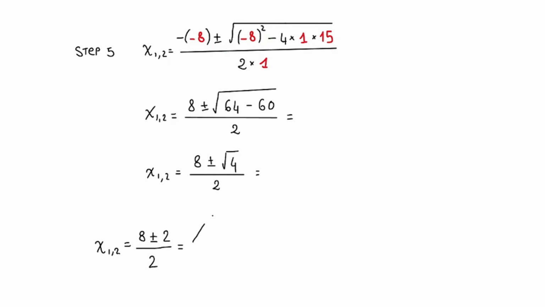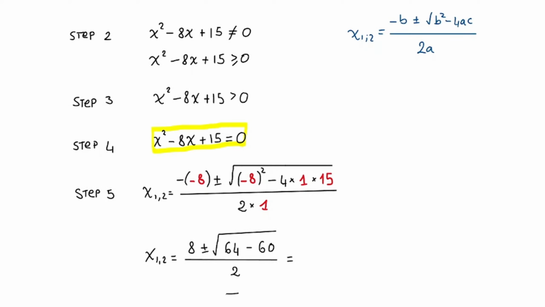So x equals 8 plus or minus 2 all over 2. Now we find the two solutions. 8 minus 2 is 6, and 6 divided by 2 is 3. 8 plus 2 is 10, and 10 divided by 2 is 5. So the two solutions are x equals 3 and x equals 5. Most students stop here. That's the mistake. These are the solutions of the equation, not yet the solution of the inequality. We now need to find where x squared minus 8x plus 15 is greater than 0.